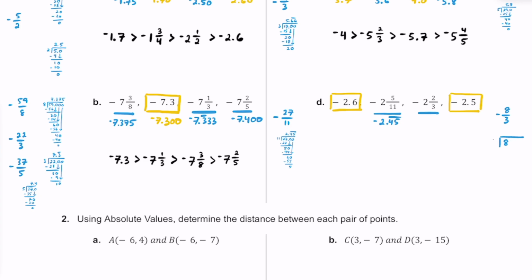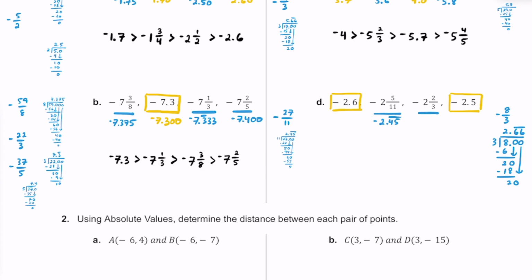So the thirds are a lot more common, I think, that people see more often than the 11ths. 3 into 8 is going to be 2 times. 2 times 3 is 6. 8 minus 6 is going to be 2. Let's put a decimal, 0. Bring the 0 down. 3 into 20 is going to be 6 times. 6 times 3 is 18. 20 minus 18 is going to be 2. And we're going to have another 0 and bring that down. This is just going to keep repeating, so it's going to be 6's forever here.